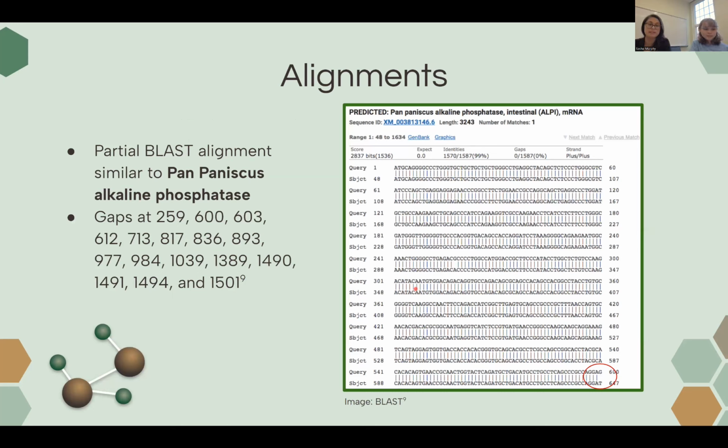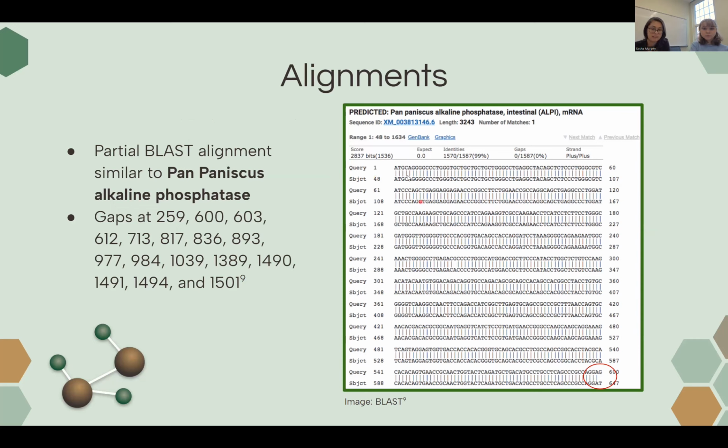So another tool we used is BLAST, which basically allows us to put the nucleotide sequence in and then compare it to the database's nucleotide sequences. Our sequence that we put in is also known as the query. And then the subject line is basically the proteins that we are comparing it to in the database. One of the ones that it is most similar to, but still has some differences, is the pan-peniscus.